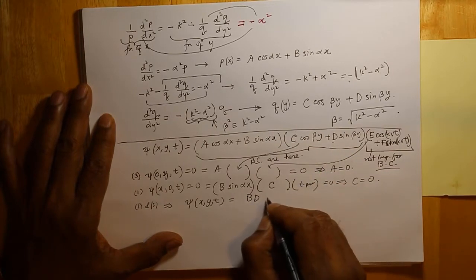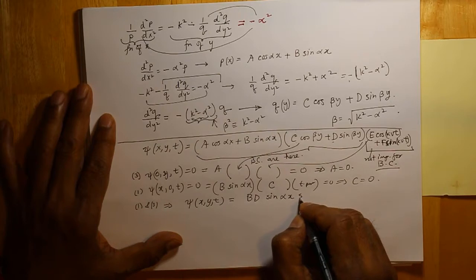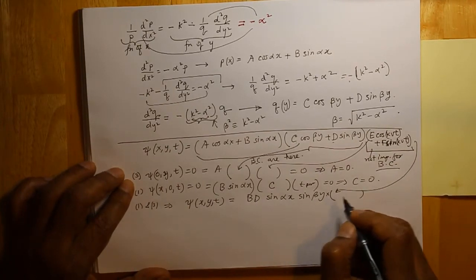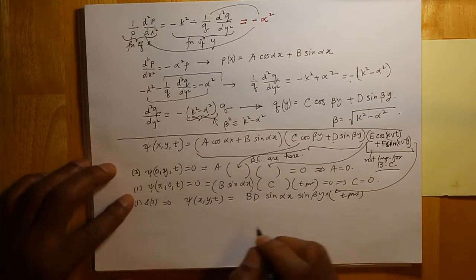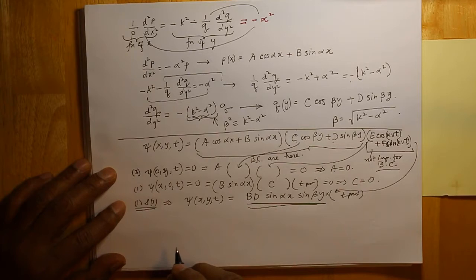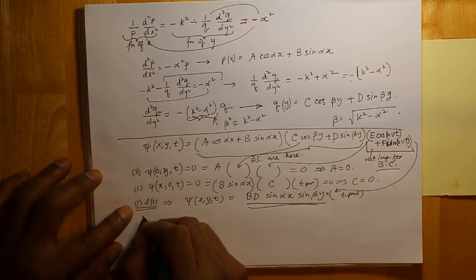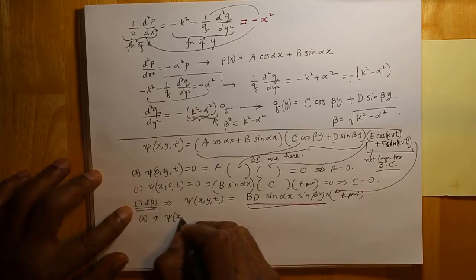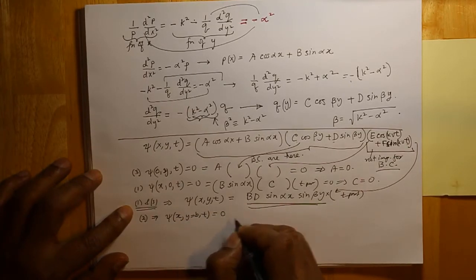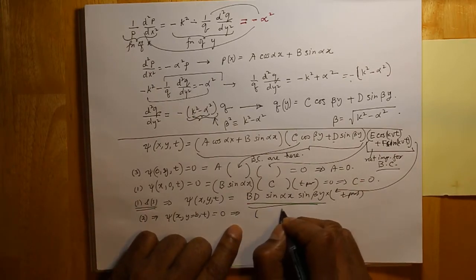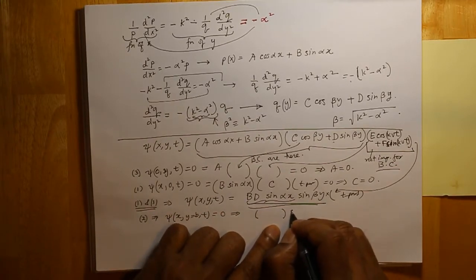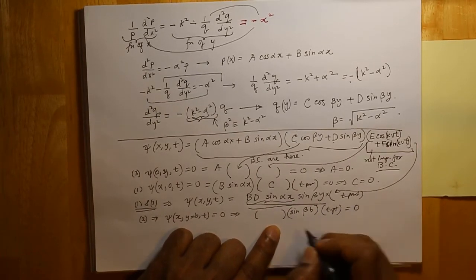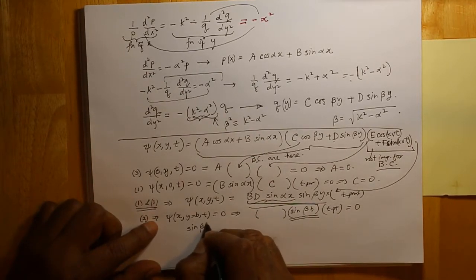B and d sine alpha x sine beta y, and that's the time part, which we can leave alone. Alright, so I have this, and it just satisfies two of them. I want to satisfy boundary condition number 2, which was psi of x, y equals b, t equal to 0. That makes it sine beta b times the t part equal to 0. That means we have sine of beta b equal to 0.